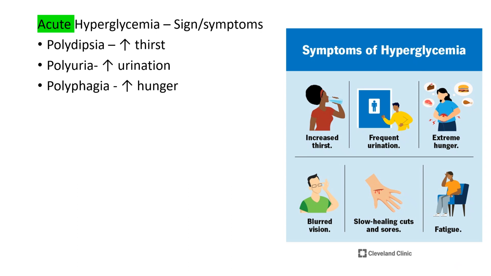If you have acute hyperglycemia, these are the signs and symptoms: polydipsia, extreme thirst; polyuria, extreme urination; polyphagia, extreme hunger.